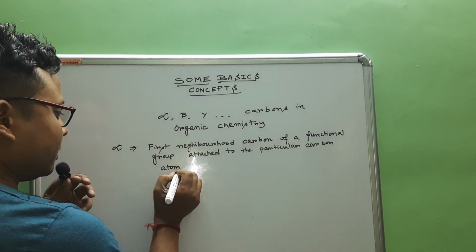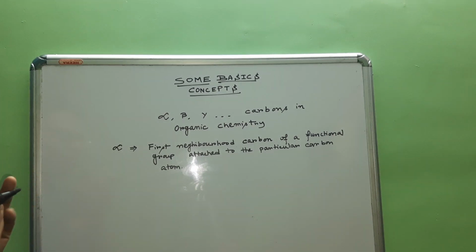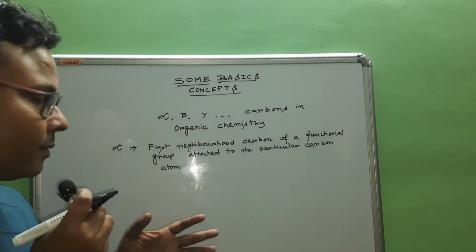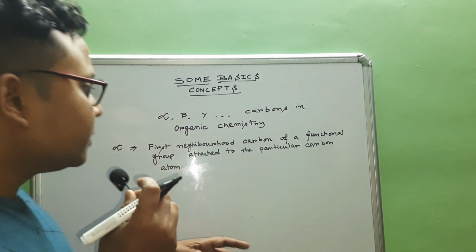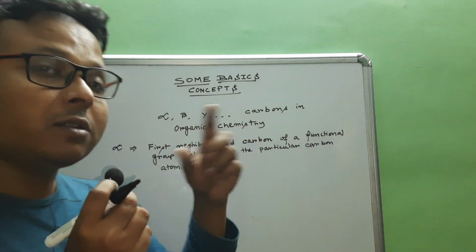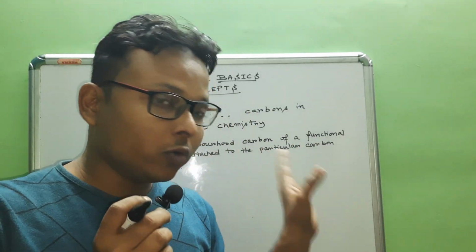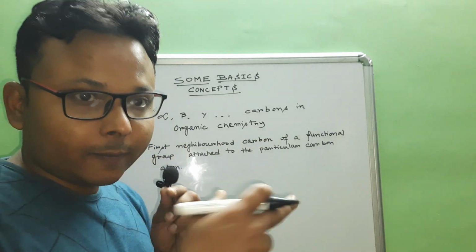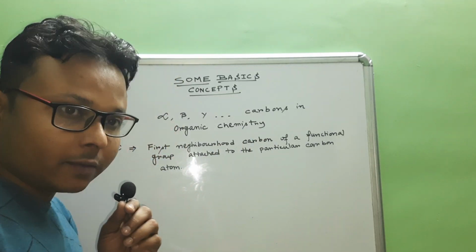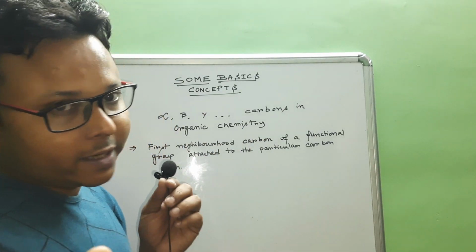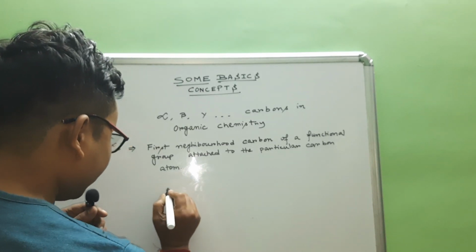And people often make a mistake. They often think that the carbon atom to which the functional group is attached is the alpha carbon. No. I must write down an example. Without any example, you can't get this.